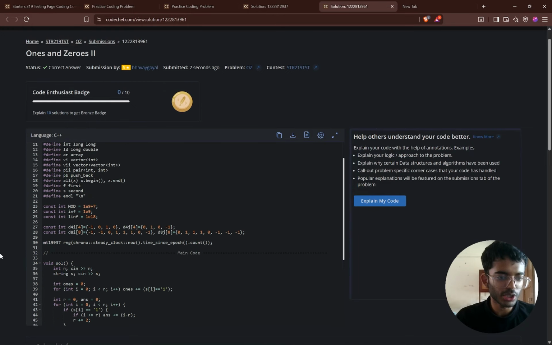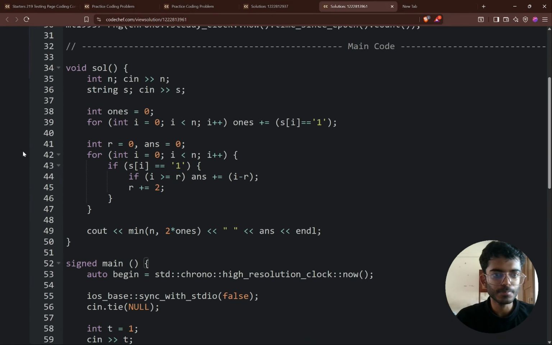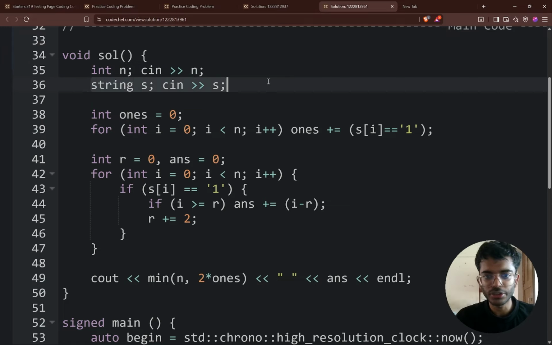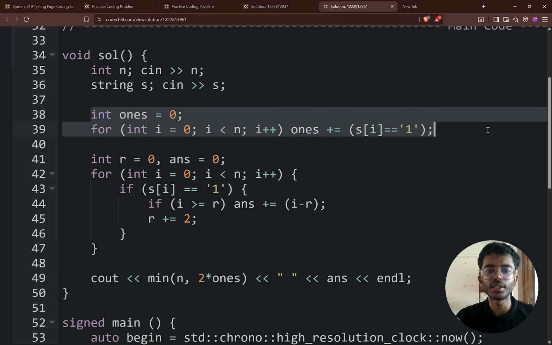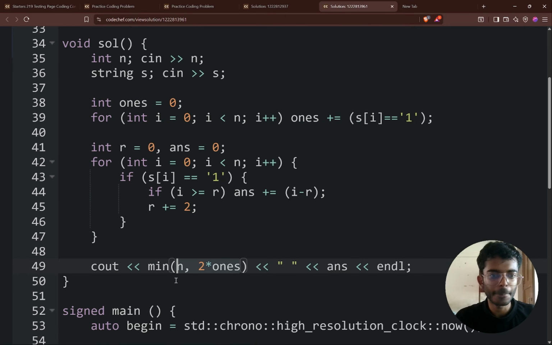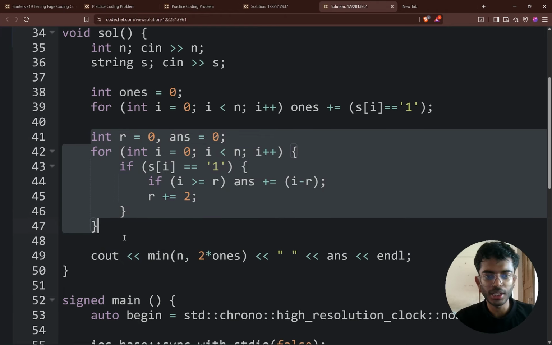So yeah, this is the solution in C++. We begin by taking in the input of n. We take in the input of string s. We count how many ones are there in our whole string. And this would be our f(s), that is min of 2 times the count of ones, comma n. Now, this is how we'll calculate everything.